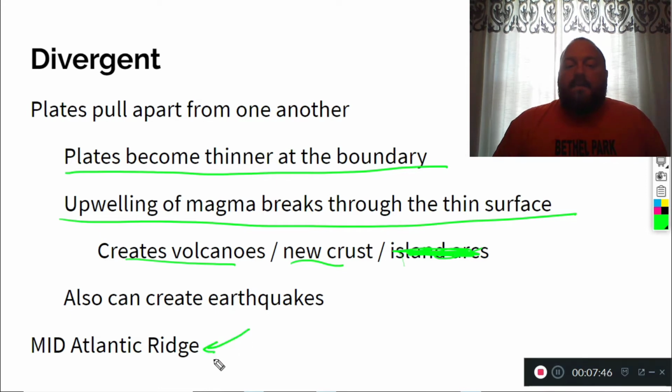And a great example of this is the mid-Atlantic ridge. So again, forget about island arcs. Don't think about those yet. We'll talk about those here in a second. So that's going to be divergent. Again, this would be the explain part where you're supporting your description with material.